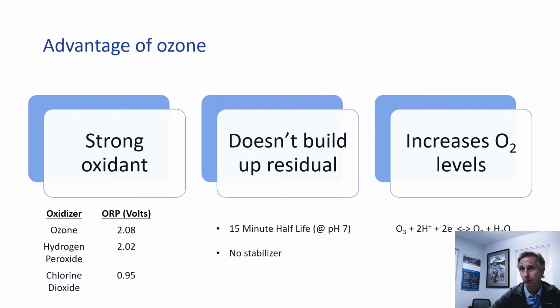The other advantage of ozone is that it doesn't build up a residual within the irrigation system. Ozone has a 15-minute half-life at a pH of 7, and there's no stabilizer because the ozone is generated on-site and dosed immediately into the system. So this half-life is a nice advantage in that you can add the ozone, you can use it to disinfect the water and the irrigation system right up to the point where the water meets the plants, and then the half-life has allowed that ozone to reduce in concentration to a low enough point where it's not going to harm the plants.